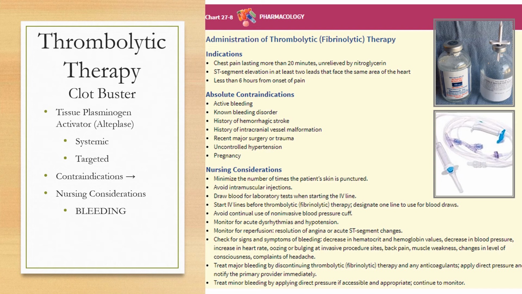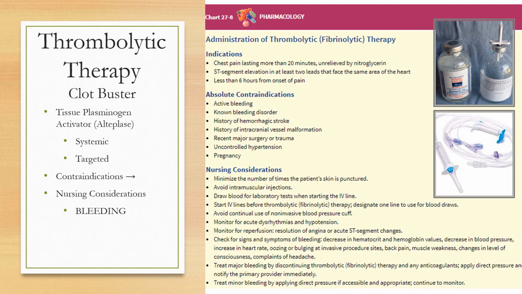If there's a history of a hemorrhagic stroke, you can't receive a fibrinolytic such as TPA. History of abnormal blood vessels in the brain. Some people are born with abnormal blood vessels in the brain called AV malformations. They can bleed easily. We wouldn't use TPA. Any recent surgery or any recent significant trauma is a contraindication to using TPA.